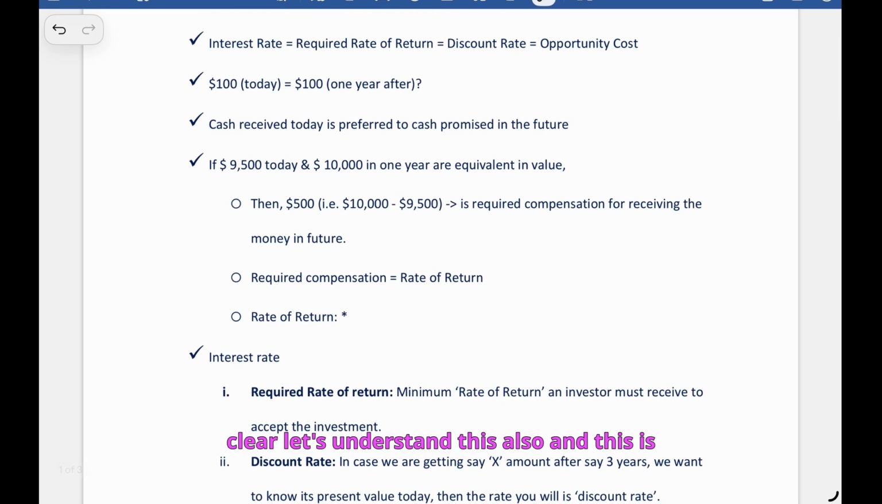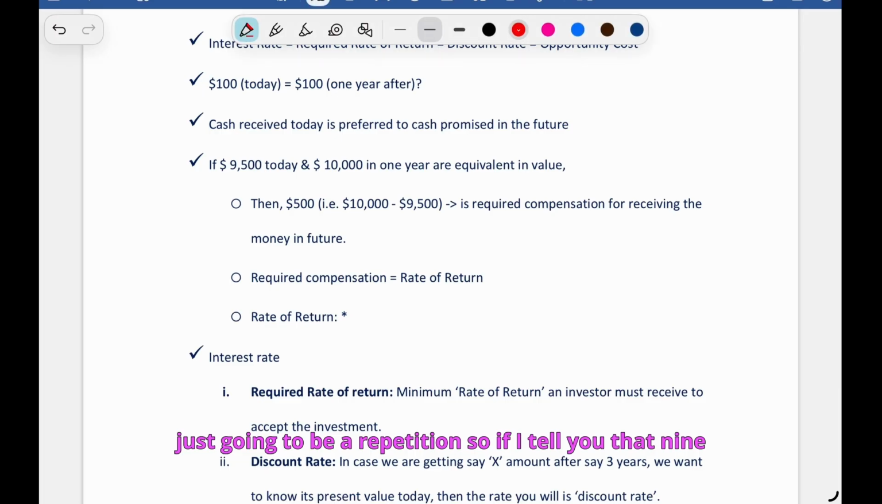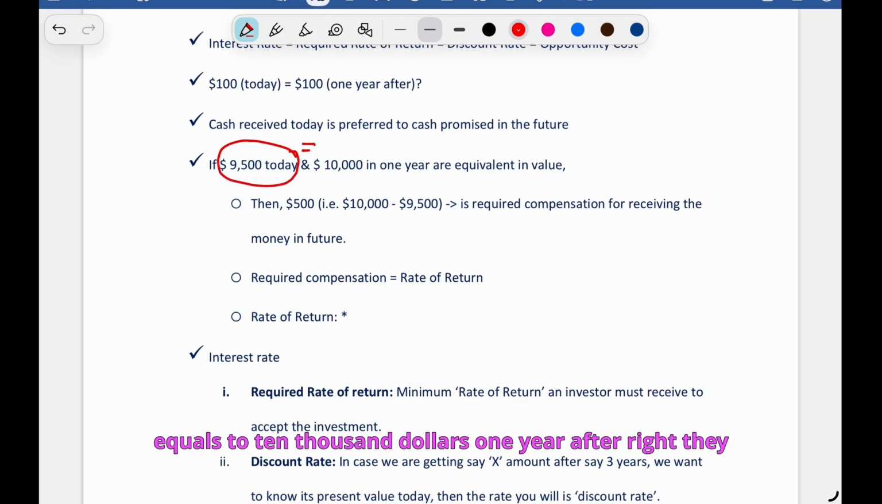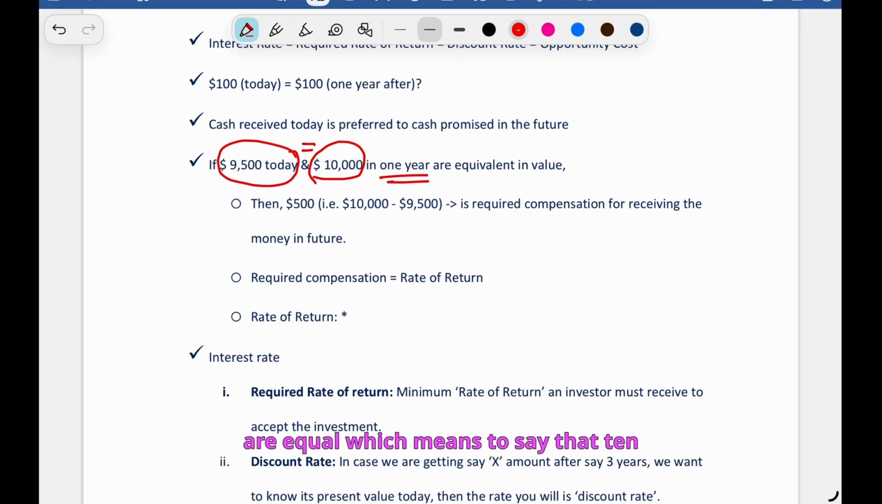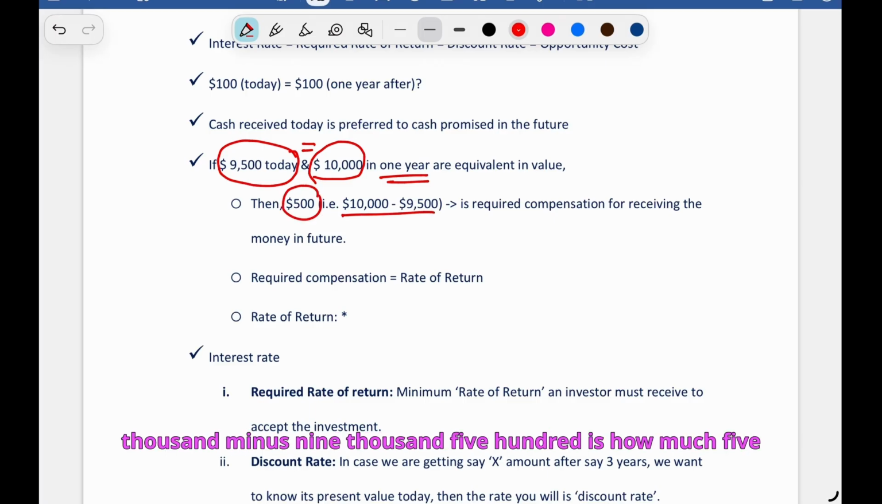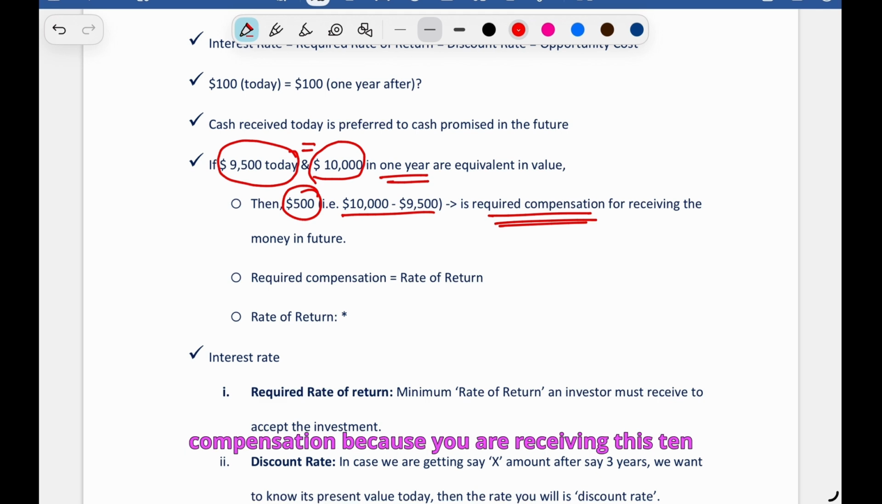Let's understand this also. It's just going to be a repetition. If I tell you that $9,500 today is equal to $10,000 1 year after, right? They're equal, which means that 10,000 minus 9,500 is how much? $500. $500 is the required compensation. Compensation for what? Compensation because you are receiving this $10,000 in the future, right?